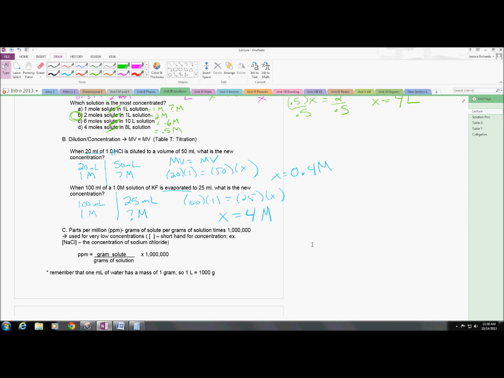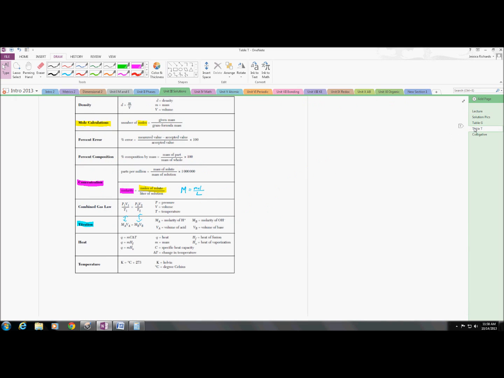So parts per million is exactly that. They're saying if I have 1 million particles, how many of those parts would be my target solute? And the equation for it is on Table T. It's in the same concentration box as our molarity. It's right here, parts per million. You're going to use this for things that are only slightly soluble. They're very low concentrations, typically things that you can't see or smell, or you wouldn't even know that they're there, but they are.